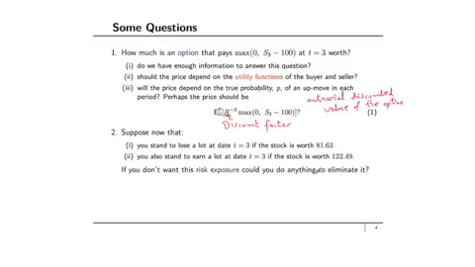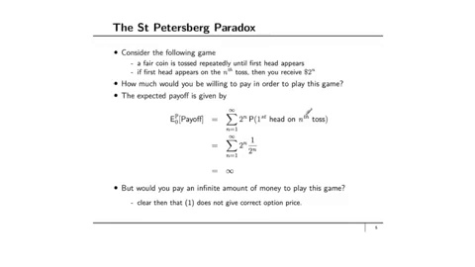Okay, so just to address this particular question here, where we say, should the price be equal to this amount, let me give you some evidence for saying why the answer is no. The option price should not be equal to this quantity. And to do that, we're going to come to a very famous example called the St Petersburg Paradox. And the St Petersburg Paradox considers the following game. A fair coin is tossed repeatedly until the first head appears. If the first head appears on the nth toss, then you receive 2 to the power of n dollars. The question is, how much would you be willing to pay in order to play this game?